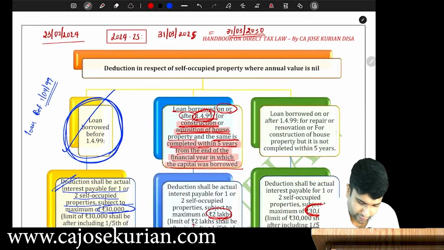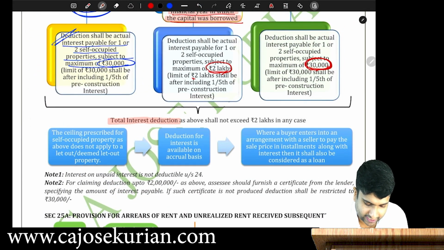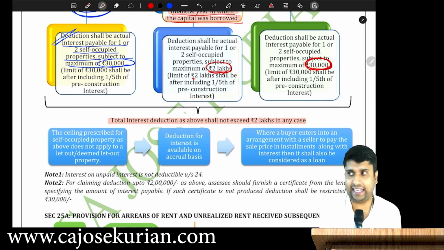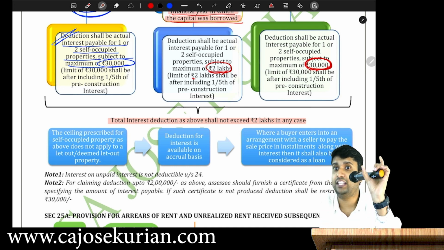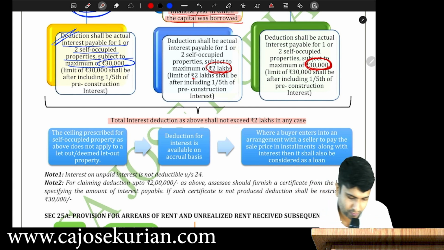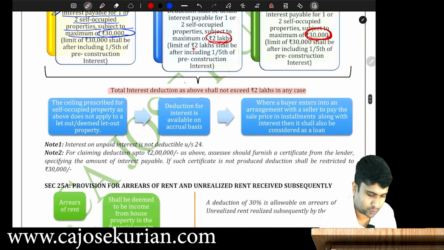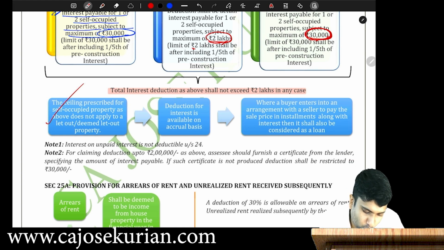Yeah. So friends, that's what we were about to discuss. Can you read this note? Total interest deduction as above shall not exceed 2 lakh in any case. Whatever be the permutation combination, it shall never exceed 2 lakh, either 2 or 3 lakh. Are you with me? Now, there is one note under this. Can you read the note? The ceiling prescribed for the self-occupied property as above does not apply to let out or deemed let out property.